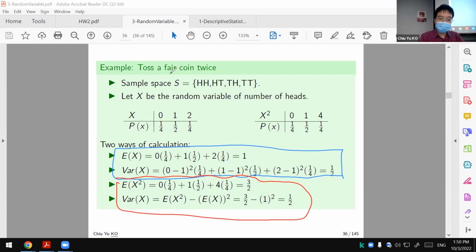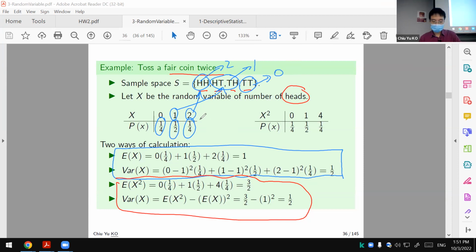So here I toss a coin twice. I have head, tail, tail, and I count the number of heads. That means HH is 2, HT and TH are 1, and TT is 0. I hope it is not difficult for you to see this. Using a fair coin, 0 has only one outcome, so 1/4. 1 refers to 2 outcomes, so 1/2. 2 refers to this one, 1/4. I hope at this point you don't have any issue.